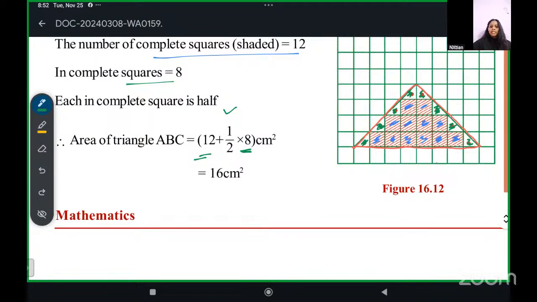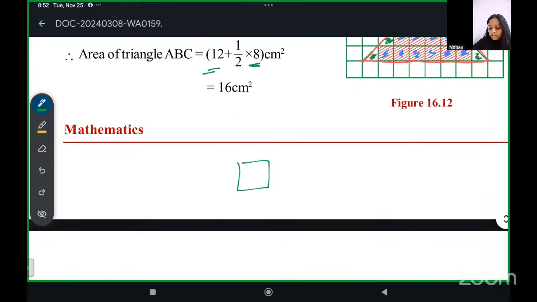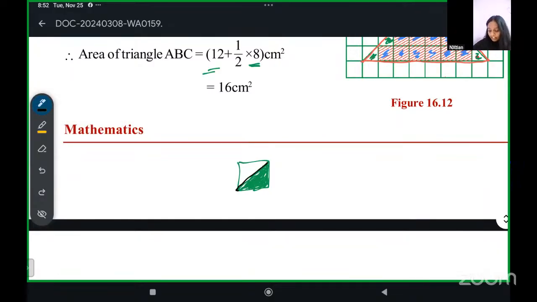The 8 squares that are there are only half shaded. Now see, try to understand. If I have a square, and it is half shaded, and I just want to include the half area only, I will not take the full area, right? I will take only the half.